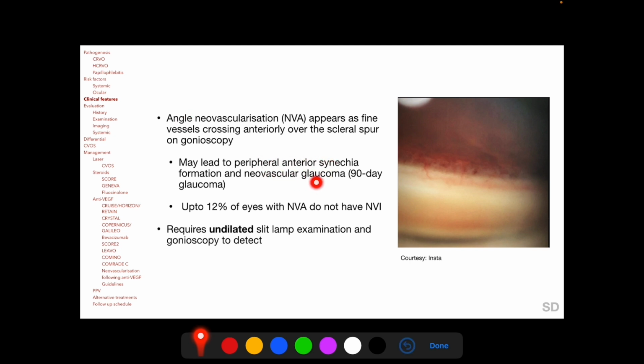Since neovascular glaucoma induced by CRVO is commonly found at the end of 3 months following the onset of CRVO, this glaucoma is also called 90-day glaucoma. And it is important to note that neovascularization of the angle may be present in the absence of neovascularization of the iris, indicating the need for gonioscopy during examination of a CRVO patient. So undilated slit lamp examination to detect iris neovascularization and undilated gonioscopy to detect angle neovascularization is recommended at every follow-up visit in eyes with CRVO, and this is very important to remember.